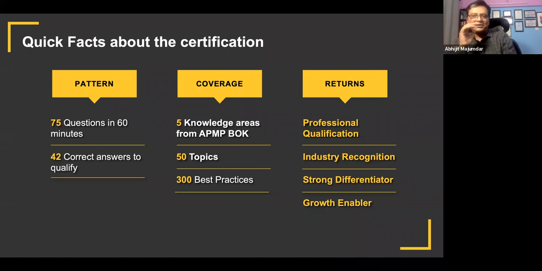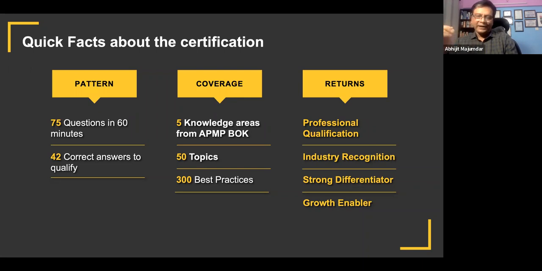Anybody has any questions about these facts? I'm happy to take that, or I can also take them at the end of it. And I want to just make it interactive. Everybody can ask any question. Any questions? Feel free to ask any question you have related to this. Since you are already here, which means that you have made your mind, or you are exploring how APMP certification can help you. So this is your opportunity to ask every question.